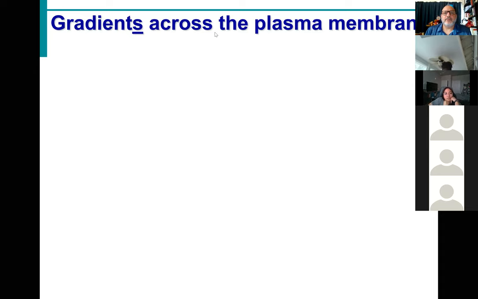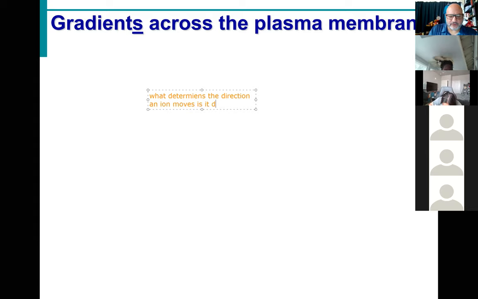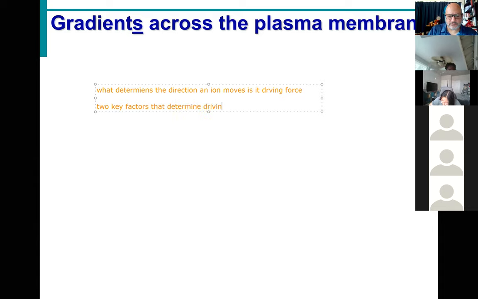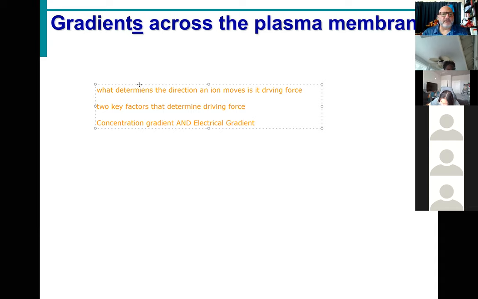Now, notice, as we've talked about, the big determining factor in the direction an ion flows is its driving force. There are two key factors that determine its driving force: as we've already talked about, its concentration gradient, but also an electrical gradient. Let's talk about the easy one first.